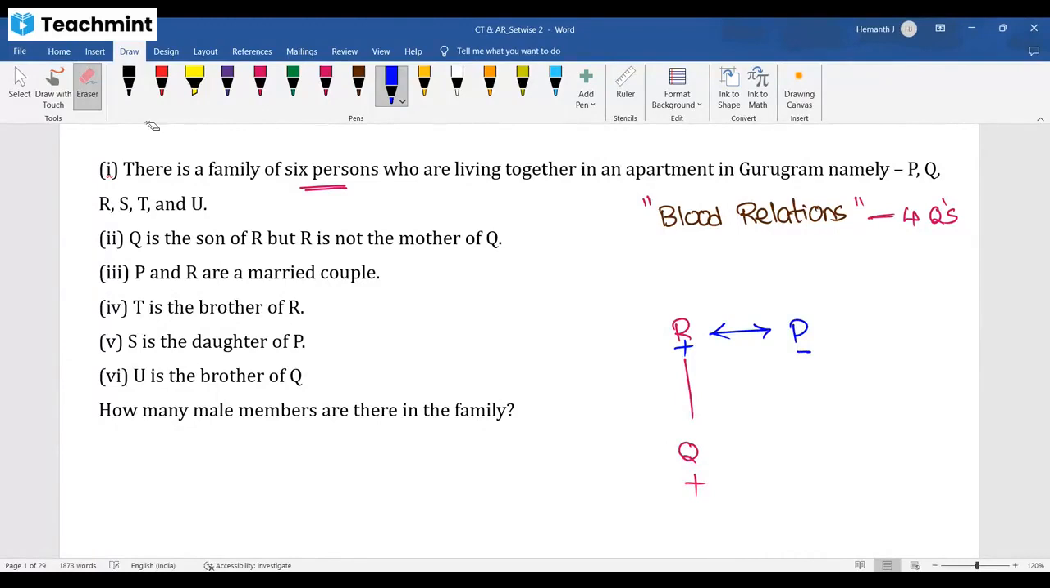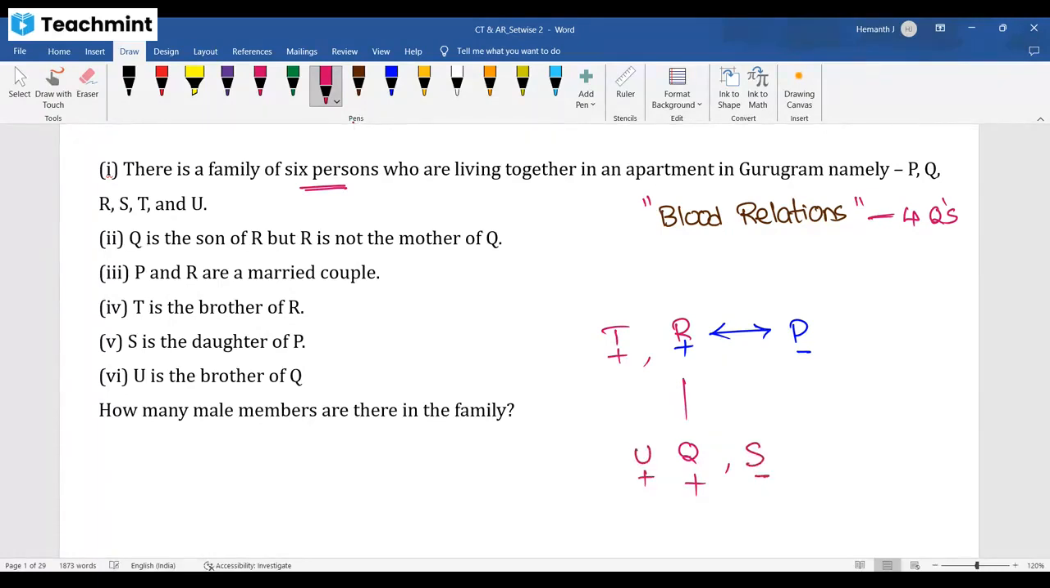For couple, I am using this symbol. Different people will use different notations. I'm using plus for male. Below means son, above means parents, or aunt or uncle, those things will come. So here, fine. T is brother of R. S is the daughter of P. S is daughter of P means S is daughter of R as well. U is the brother of Q.